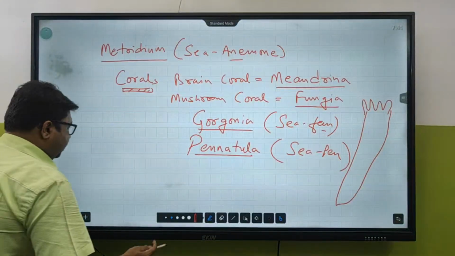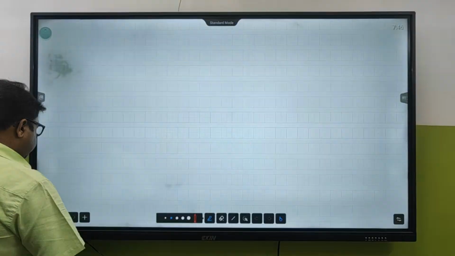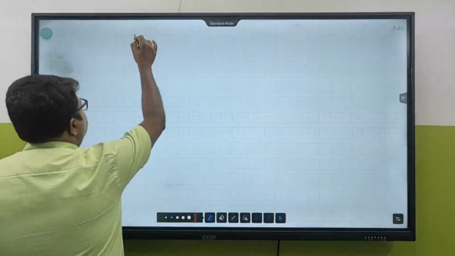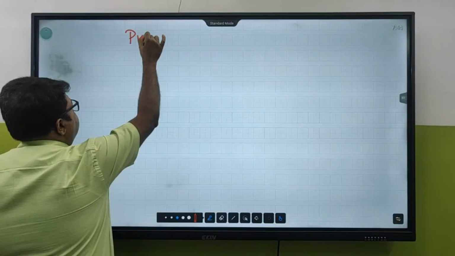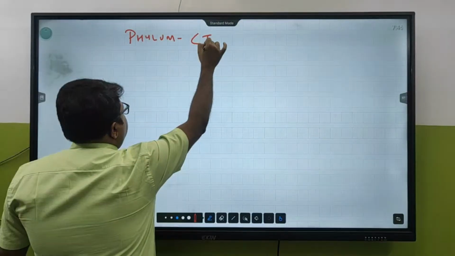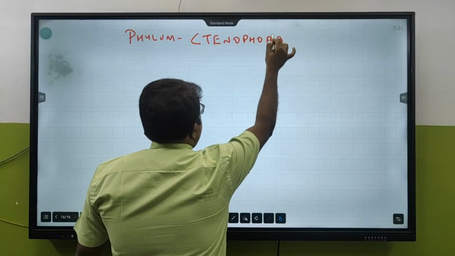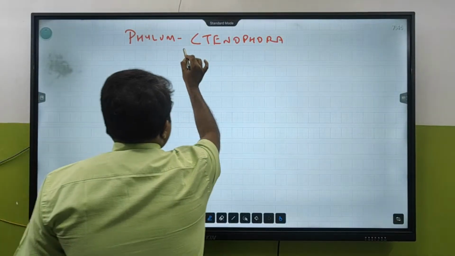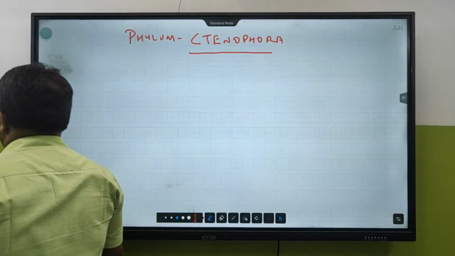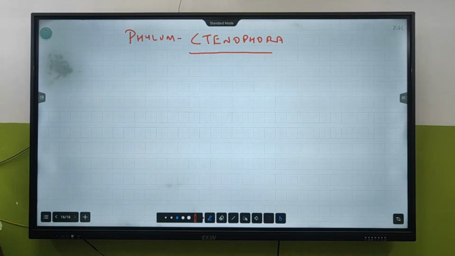What is the next phylum? The next phylum is Ctenophora, the third one. Phylum Ctenophora. Fine? Now, what is so very important about phylum Ctenophora?